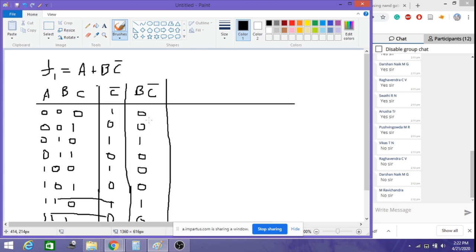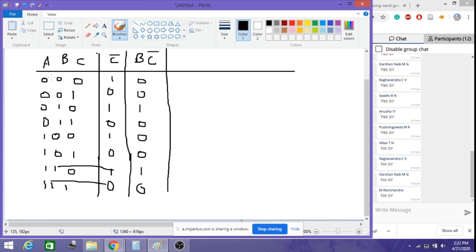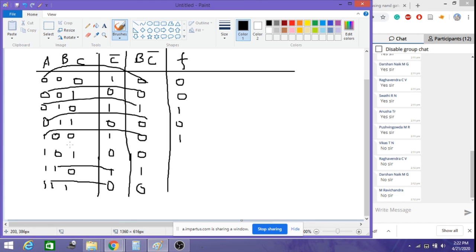Now the final term is we have to add this with a, so 0 plus 0 is 0, so this is my final f, then 0 plus 0 is 0, 0 plus 1 is 1, then 0 plus 0 is 0, then 1 plus 0 is 1, then 1 plus 0 is 1, then 1 plus 1 is 1, and 1 plus 0 is 1. So this is the final output for this given expression. So like this you can put any expression and you can find it.